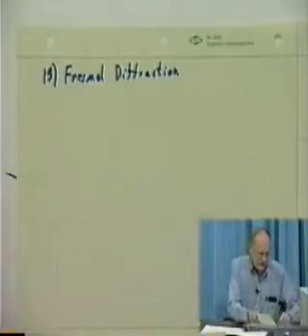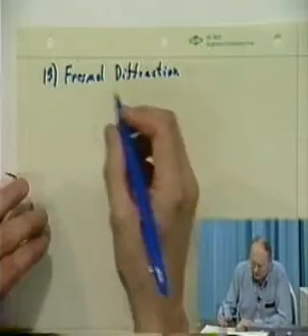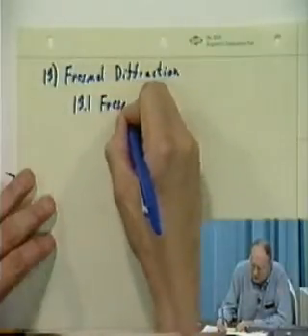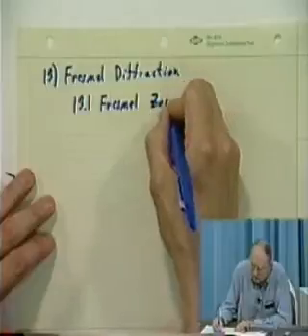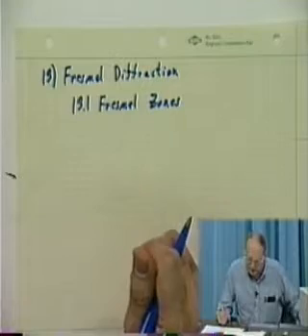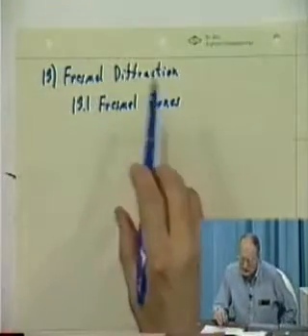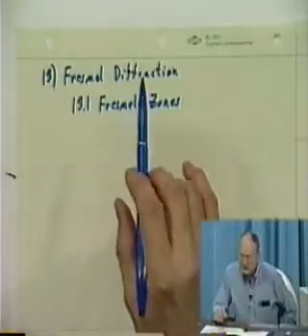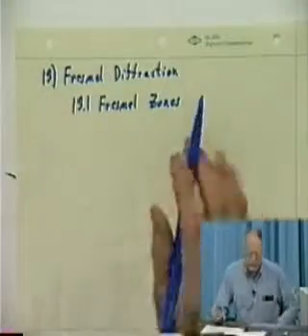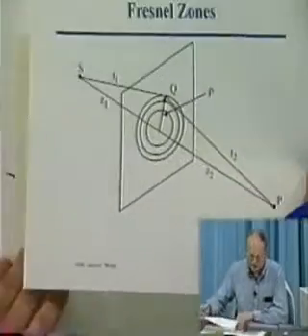But the first thing we're going to do here is talk about a thing called Fresnel zones. So this is 13.1. Now, Fresnel zones are going to be a very convenient way of thinking about diffraction for circular apertures. And they can actually help you a little bit when you talk about rectangular apertures too. But it's really circular apertures where they help a lot more.